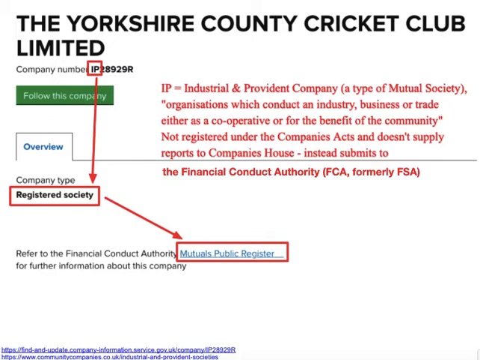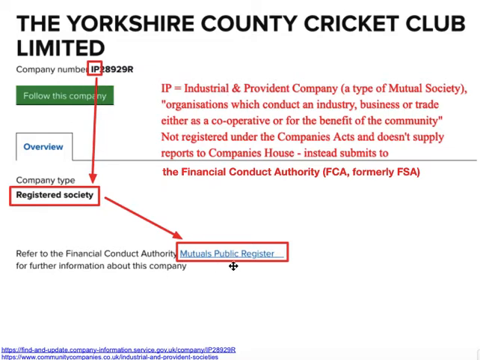Now, there are some types of company where you will find nothing on Companies House. Here's one example, Yorkshire County Cricket Club Limited. The company number for this cricket club begins with IP, and this means it's an industrial and provident company, and they don't have to actually report to Companies House. They're not registered under the Companies Act, they're registered under some other laws, and they submit their accounts essentially to the Financial Conduct Authority.